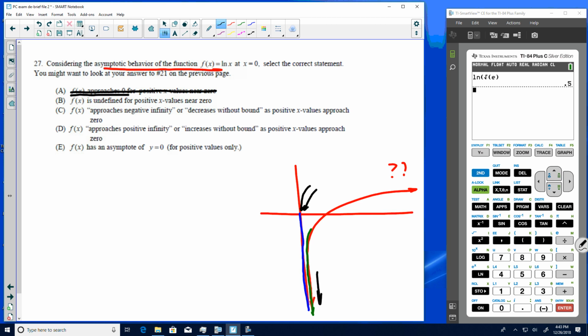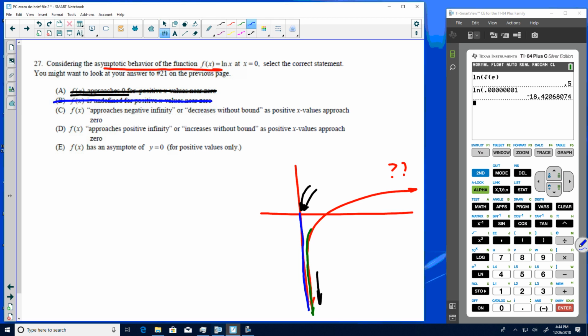The second one, f is undefined for positive x values near 0, and the answer is no. For every positive value near 0, it doesn't matter how small it is, we could say, what is the natural log of 0.00000001? That's a small positive value, and we get a value. It happens to be negative 18. F is not undefined for positive values, so that's out.